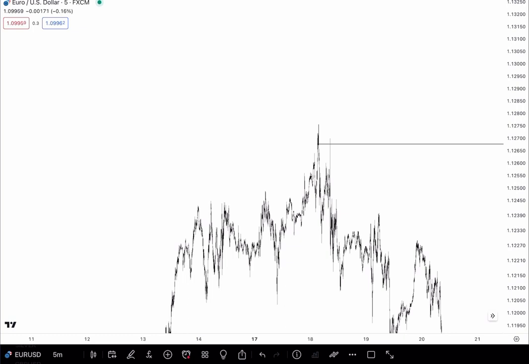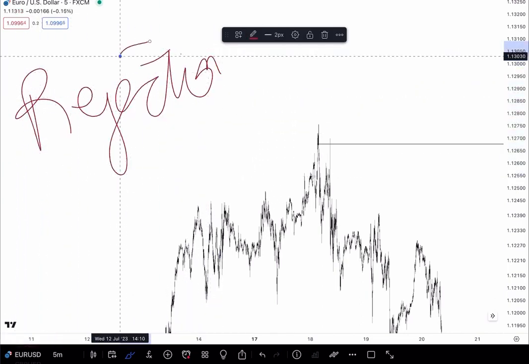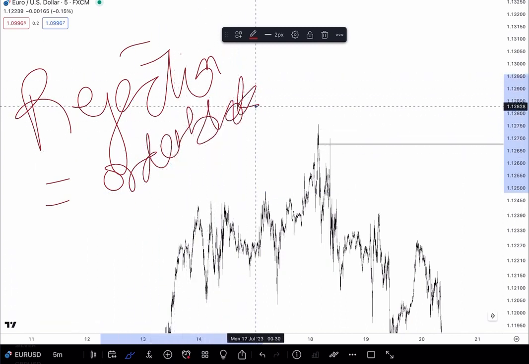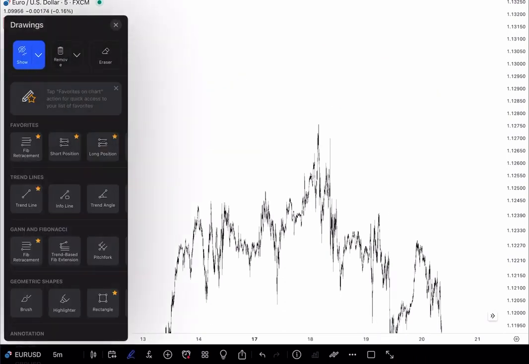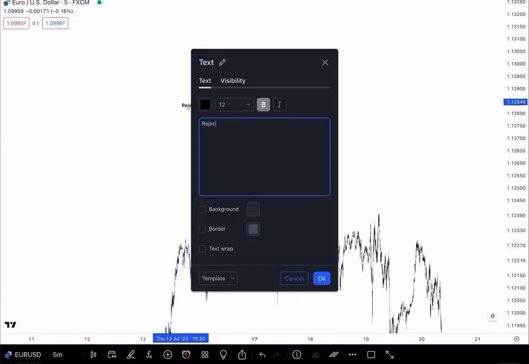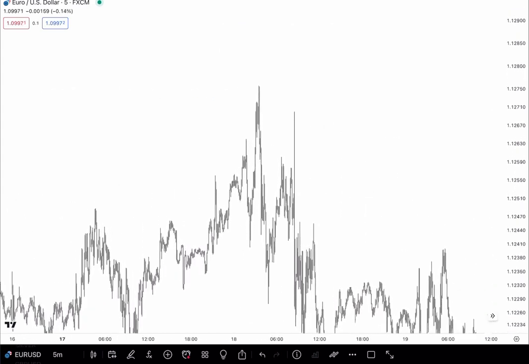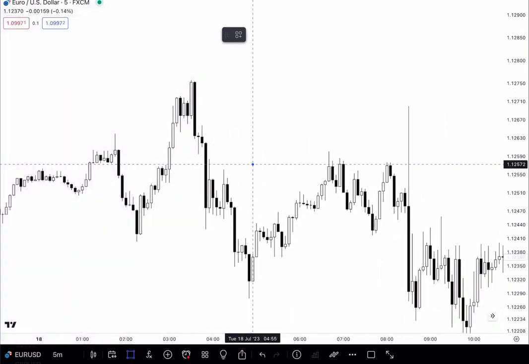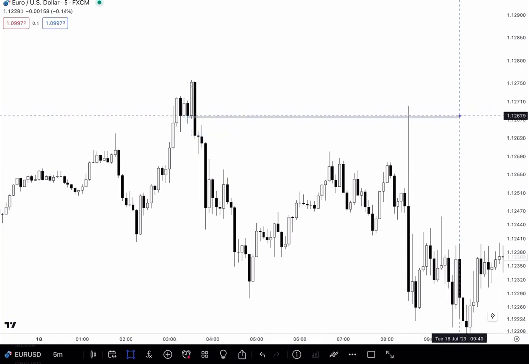and before I zoom in, we all know that rejection blocks on the higher time frame are order blocks on the lower time frame. That's a horrible, disgusting handwriting. I'm going to have to do some justice. Rejection blocks on the higher time frame equals order blocks on the lower time frame. All right, let's mark that out over here. Criteria of an order block: thick, heavy FVG displacement. Yes, this is the order block right here.